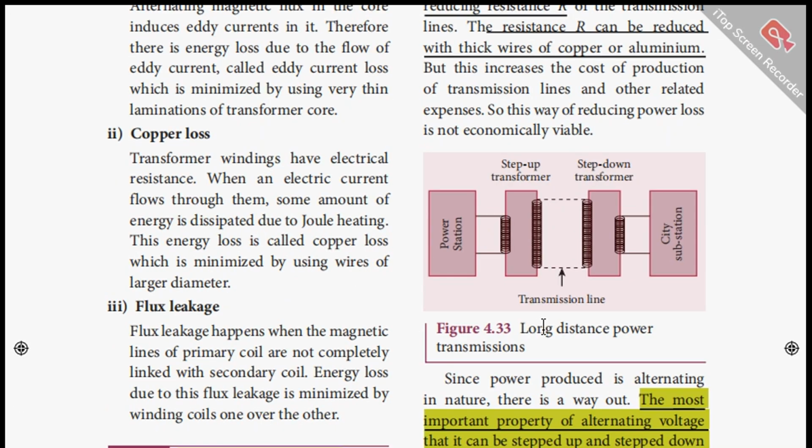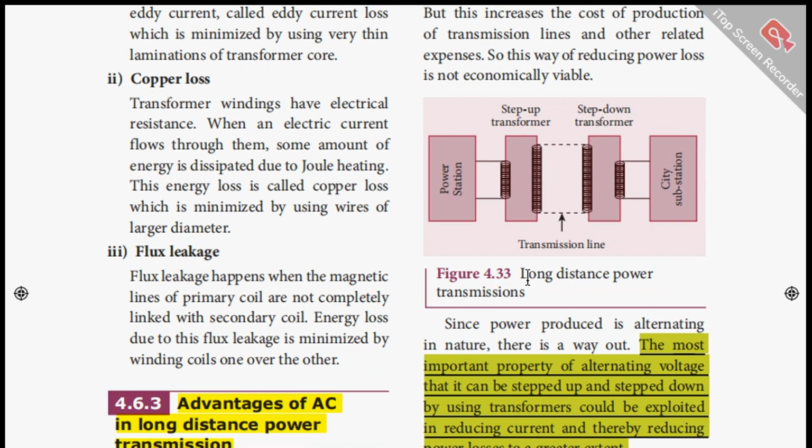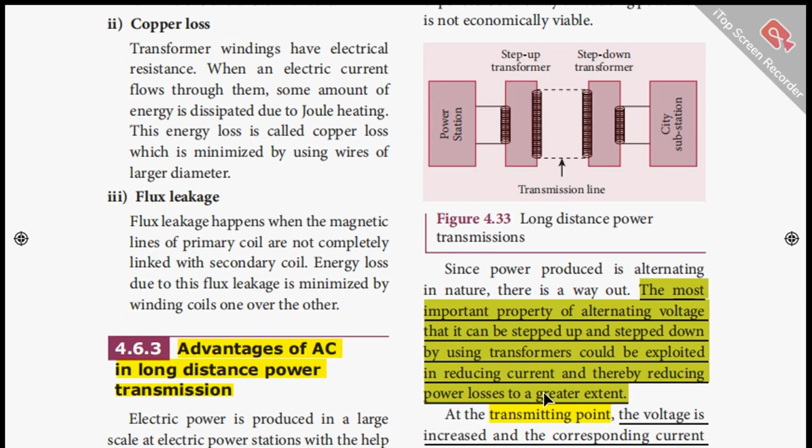Therefore, we can use a different method by using step-up transformers and step-down transformers. Let us see how. Since the power produced is alternating in nature, there is a way out. The most important property of alternating voltage, that it can be stepped up and stepped down by using transformers, could be exploited in reducing current and thereby reducing power losses to a greater extent.